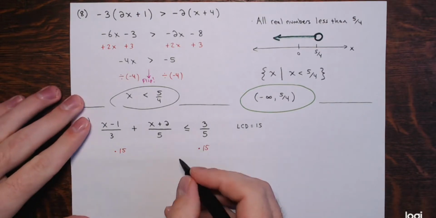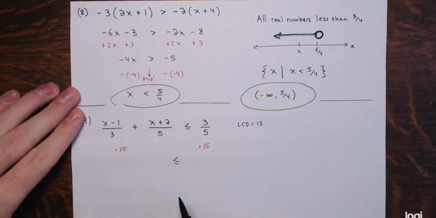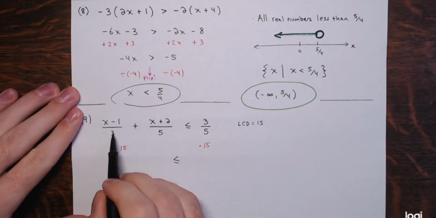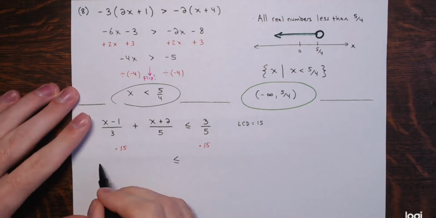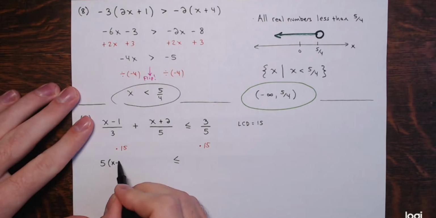So the inequality won't change, right? We're multiplying both sides by positive 15. Right, now this first fraction on the left, 3 goes into 15 5 times. So you have 5 times, and then still this numerator, 5 times the quantity, x minus 1. Be careful with that.